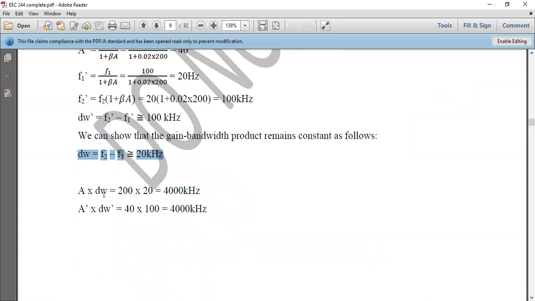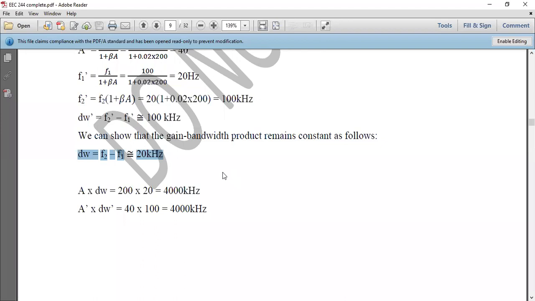A multiplied by first bandwidth, that's DW, is equal to 200 times 20. That's 4,000 kilohertz. And the A prime multiplied by DW prime equals 40 times 100. That is 4,000 kilohertz. So it's very interesting, isn't it? So the gain bandwidth product remains the same.